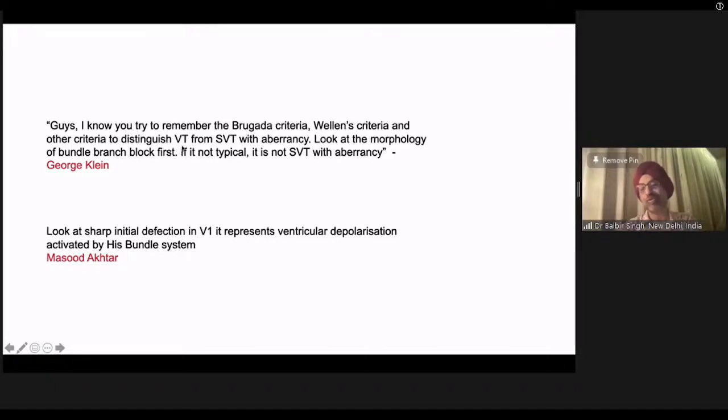Everybody tries to remember Brugada, Wellens criteria and other criteria to distinguish VT from SVT. Look at the morphology of bundle branch block. If not typical, it is not SVT with aberrancy. So here we have a typical left bundle branch block. And if you look at V1, it tells you the deflection is very sharp.